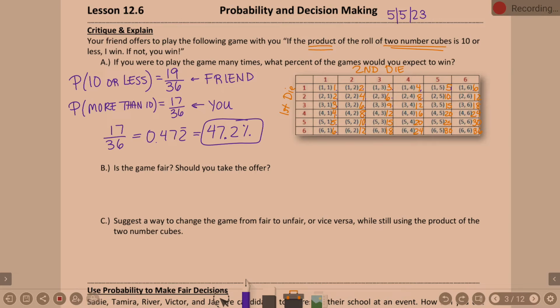Okay. So, for that matter, is the game fair? No. Should you take the offer? No. And my reasoning is because you only have 17 ways to win. Your friend has 19. Okay.